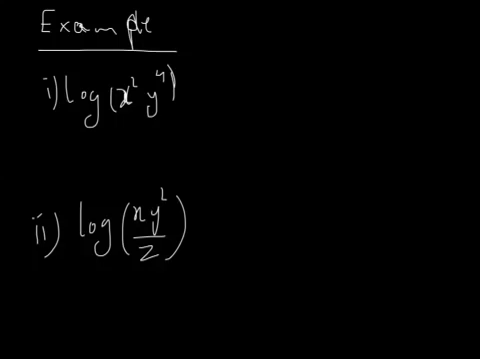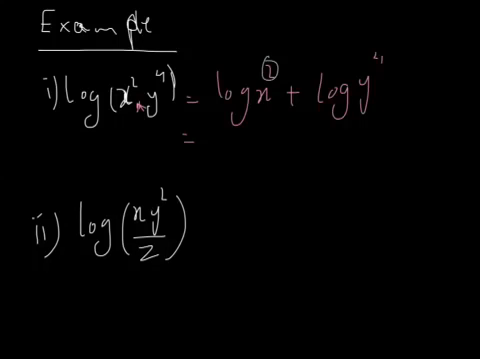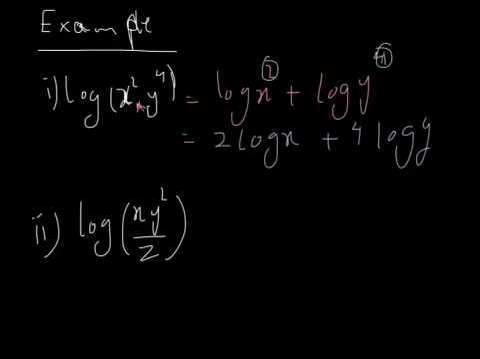Since we noticed that there is multiplication in between them, we have to expand it, and it will be log x squared plus log y to the 4. Then after that we can get rid of the index form, the 2 and the 4, by doing 2 log x plus 4 log y. And this is simplified.